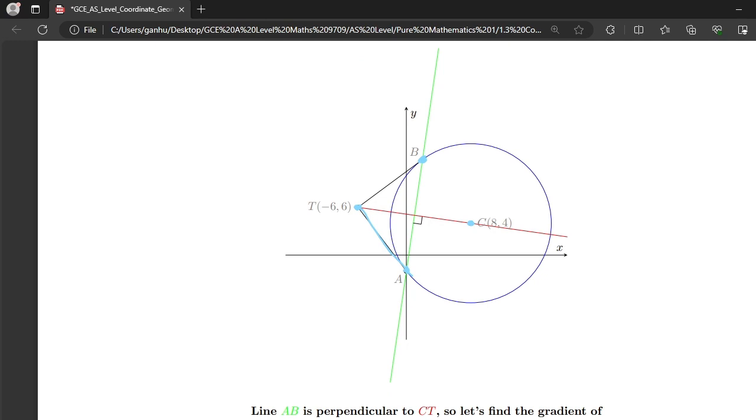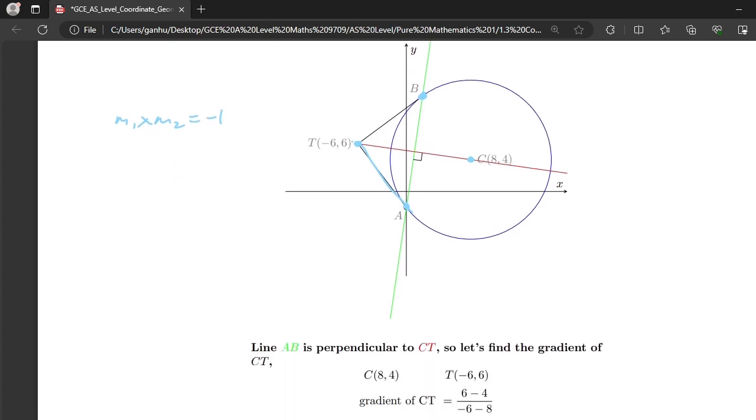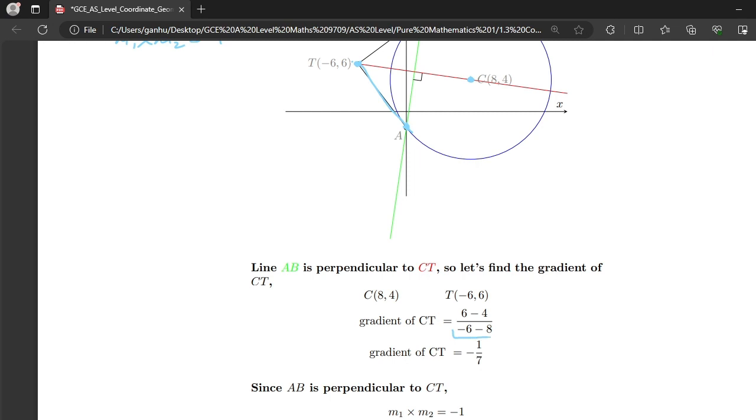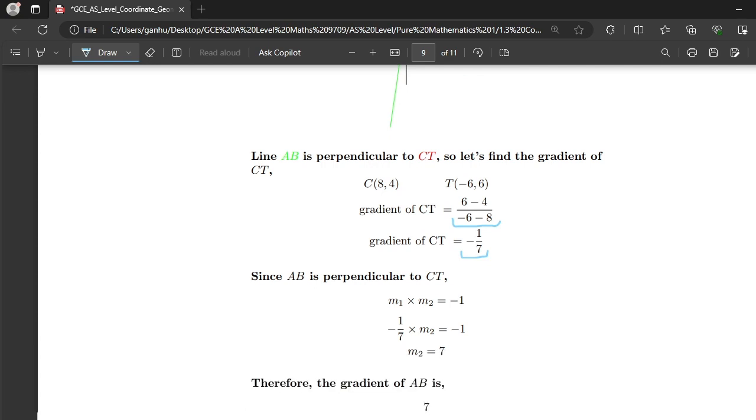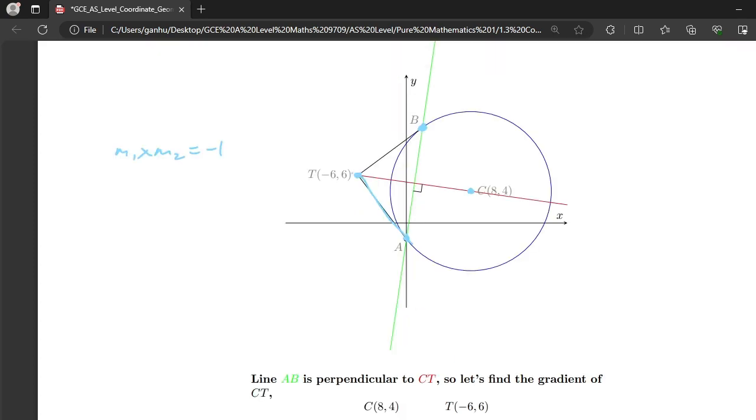So as you can see from the diagram, CT is perpendicular to AB. So to get the gradient of AB, we can use m1 times m2 is equal to negative 1. So let's start by finding the gradient of CT. And if you substitute the coordinates of C and T, you get the gradient of CT is negative 1 over 7. And if you use m1 times m2 equals negative 1, you get the gradient of AB to be 7.